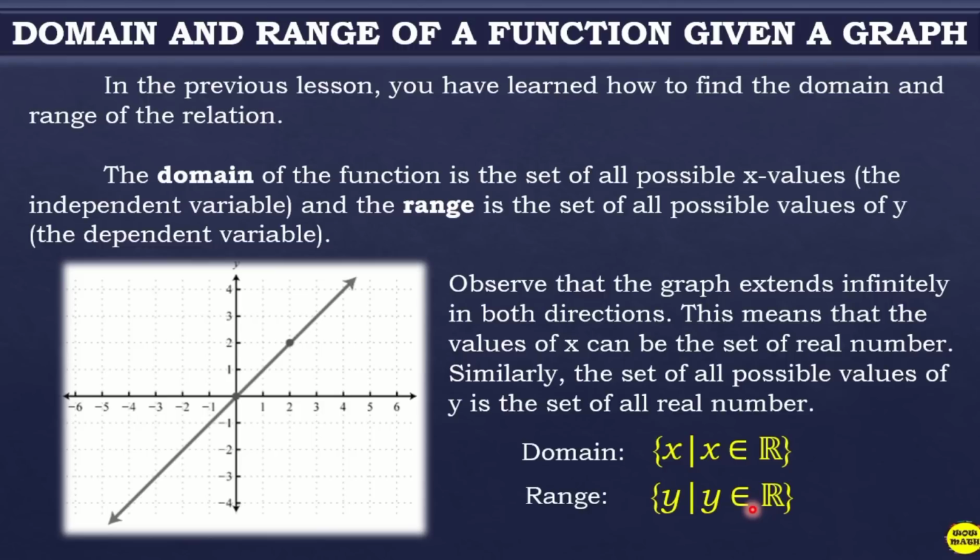So, ibig sabihin lahat kasi since nag-extend siya both direction, parehong arrow natin yan. So, ibig sabihin that means infinity. Okay? So, infinity means lahat dadaanan niya, madadaanan niya kasi mag-extend yan. Both x and y. Okay? So, therefore, our domain and range here is the set of all real numbers. Okay?